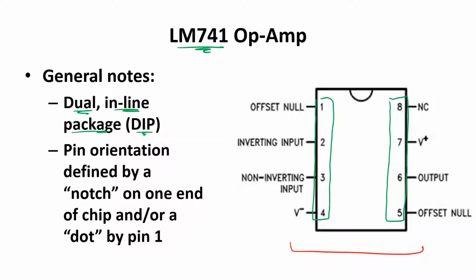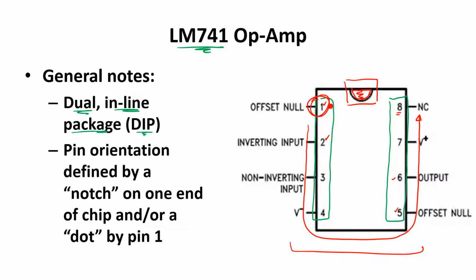Second, the orientation of the pins is specified by a notch like this at one end of the chip, or a dot in the corner of one end of the chip. Many chips have both of these indicators. If you're looking down on the chip so that the notch is at the top, pin 1 will be in the upper left-hand corner. Other pins are numbered successively in a counterclockwise direction. So 1, 2, 5, 6, up to 8.